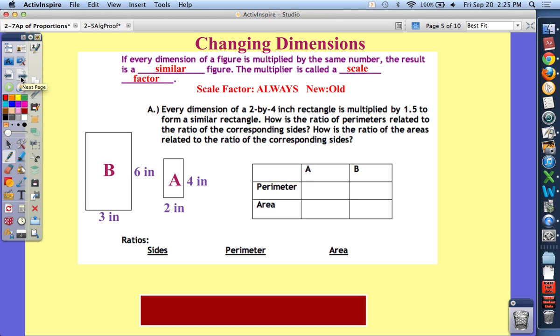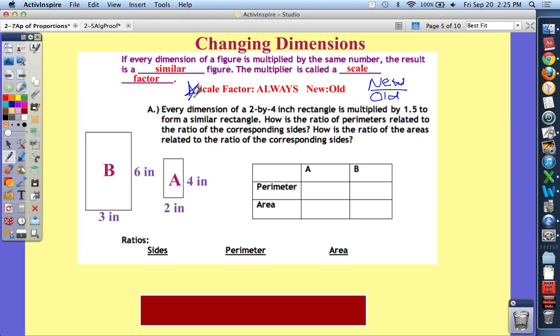The last thing I want to talk about is the changing of dimensions. If every dimension on a figure is multiplied by the same number, then the result is a similar figure. The multiplier is called a scale factor. One important thing that you do need to write down as a scale factor is always new to old. So if you write it as a fraction, it's always the new figure over the old figure. Make sure you have that on your paper. It's important.